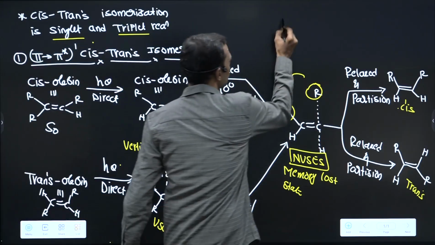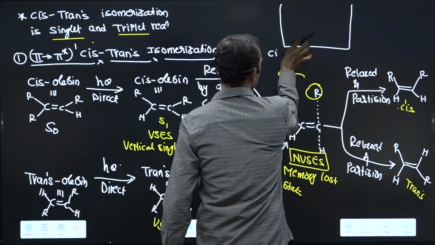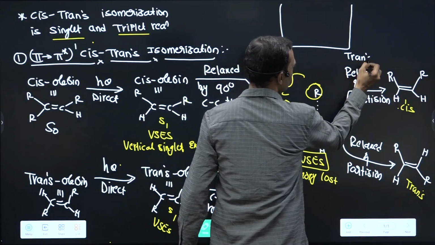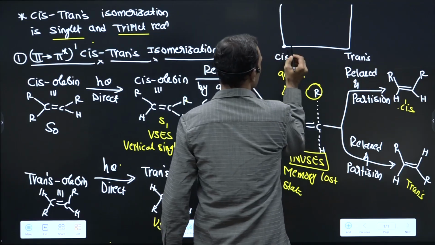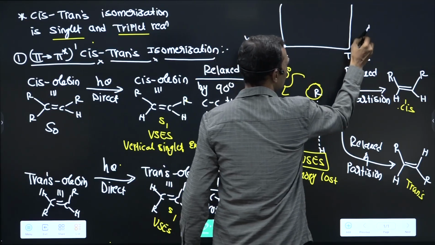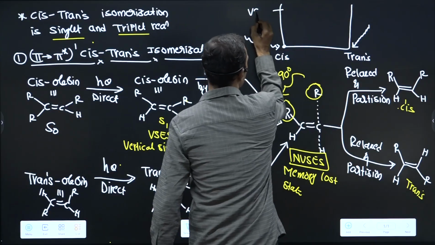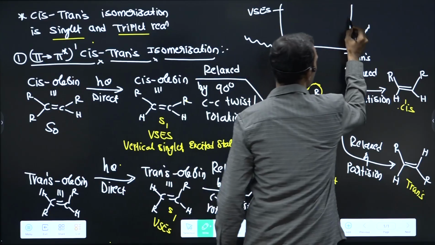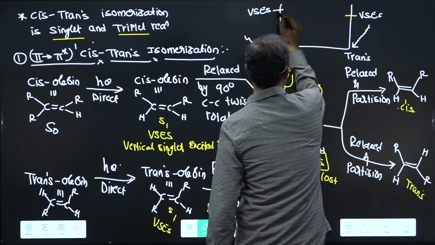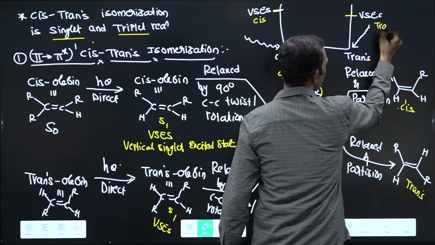So see this. This is the cis isomer, and here I am writing the trans isomer over here. Now this cis isomer is photochemically irradiated, and here also photochemically irradiated. Now this reaches the vertical singlet excited state, and here also it reaches the vertical singlet excited state. This is a little bit lower compared to this one. This is for the cis isomer, and this is for the trans isomer.